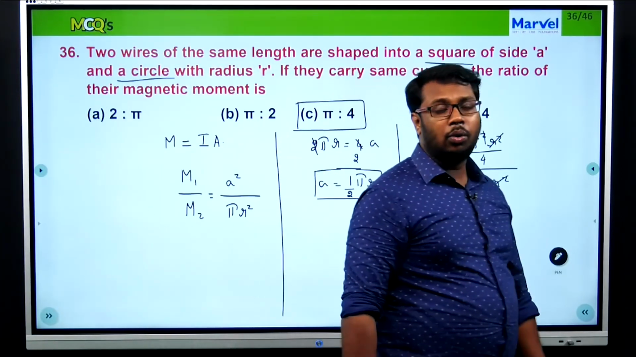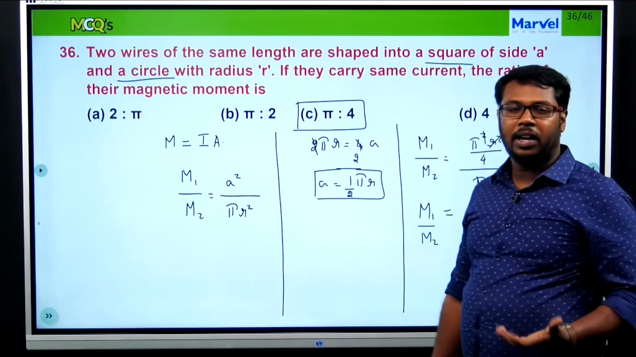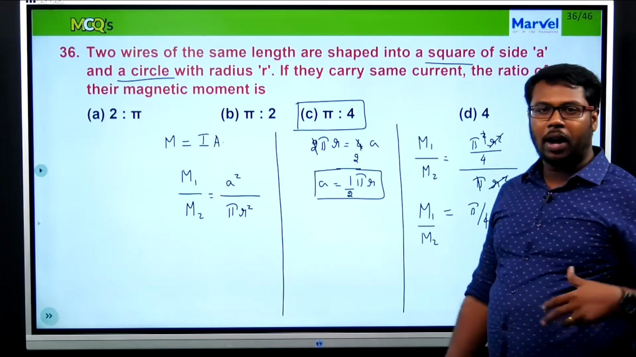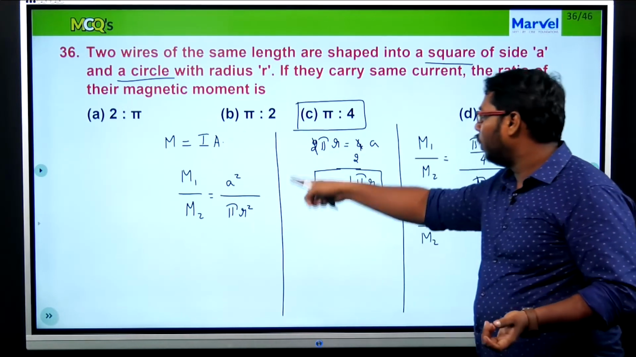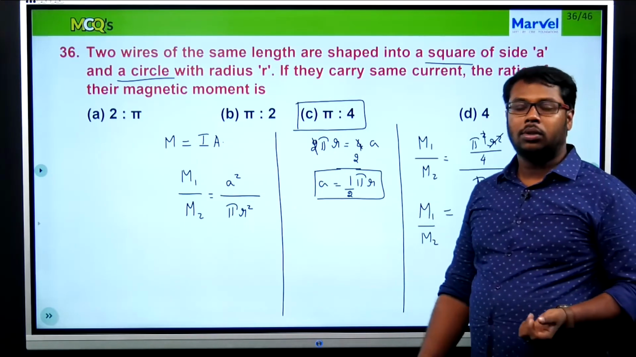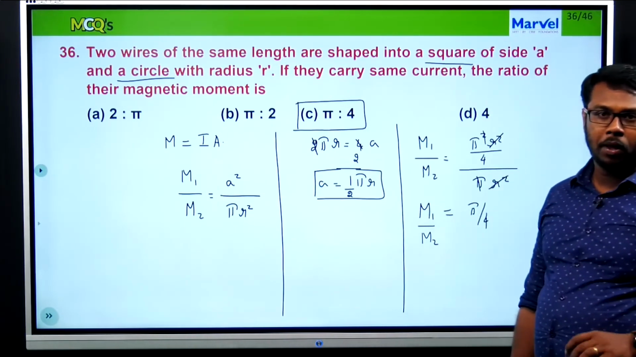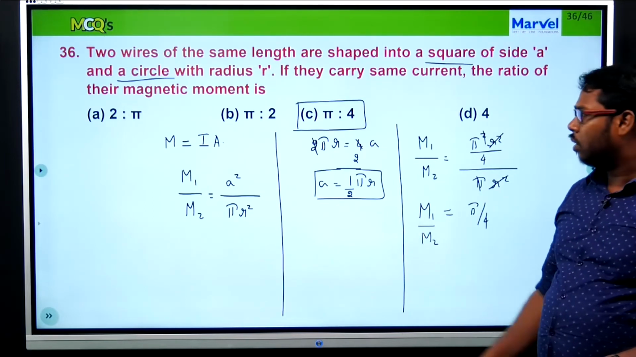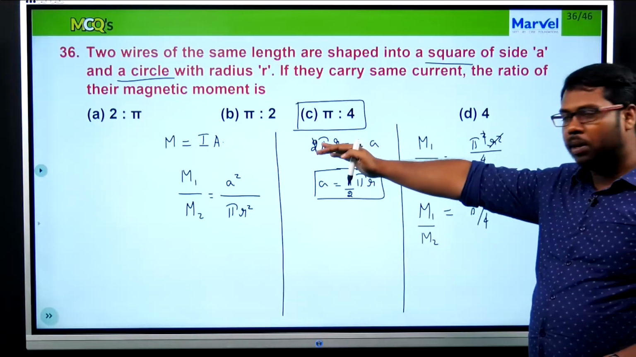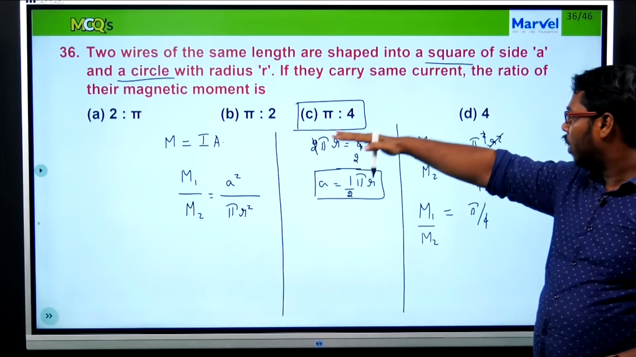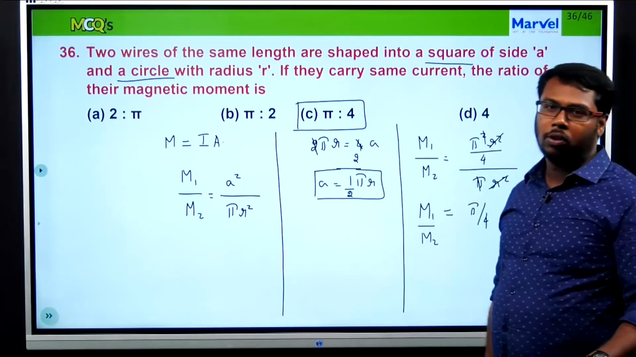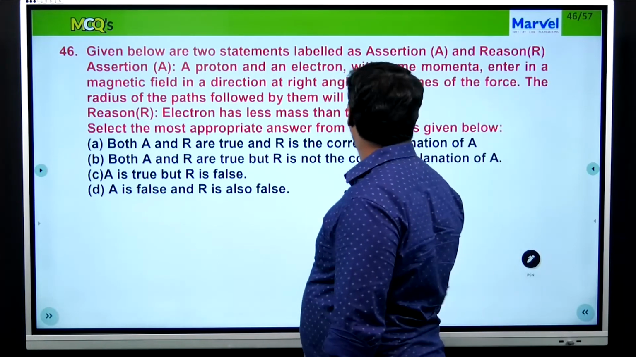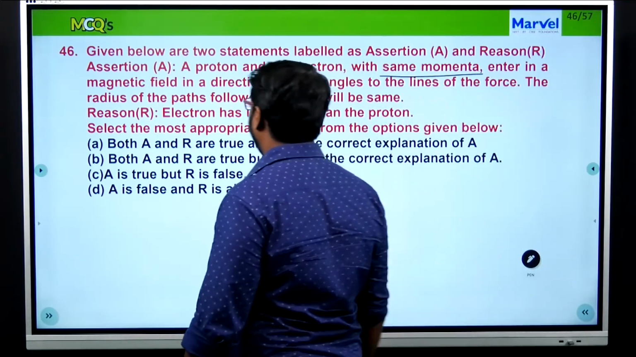So all we have to do is find the relationship between the length of the circle and the length of the square, and use that relationship in this equation to conclude the ratio. So this is how things really work. Again, there is not much complication in here. All you have to do is stick with the basics, take the basic formula to find the magnetic moment and accordingly substitute the values for them.